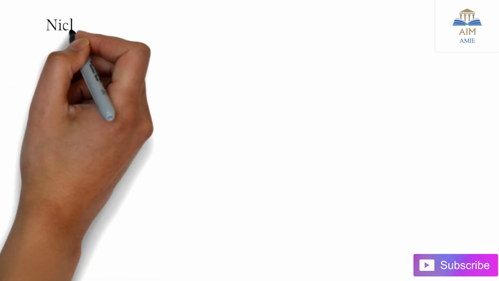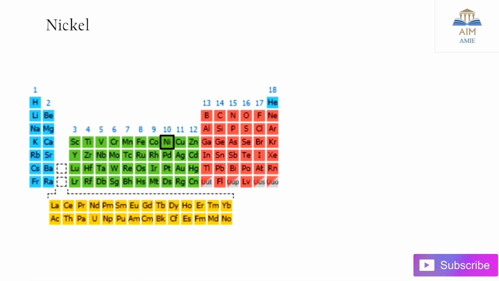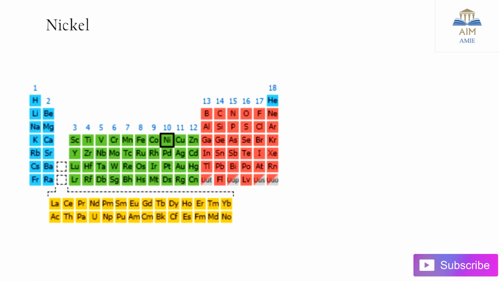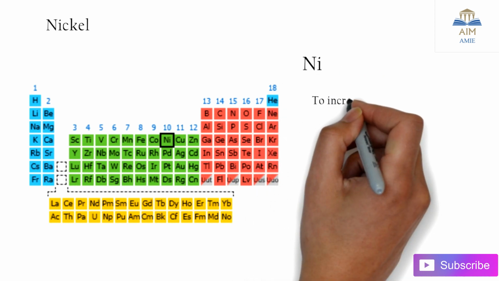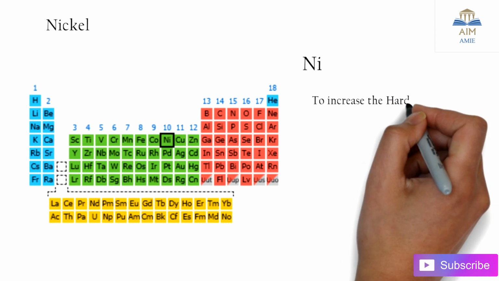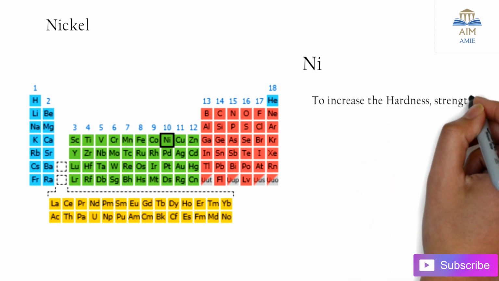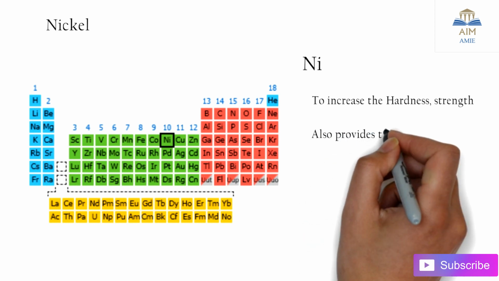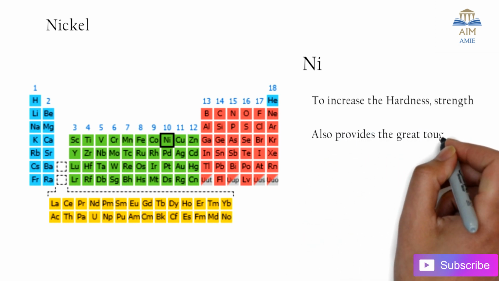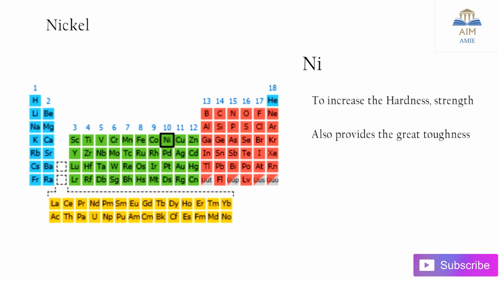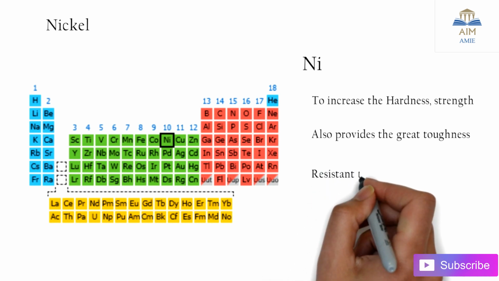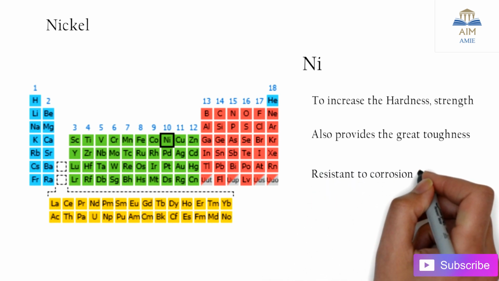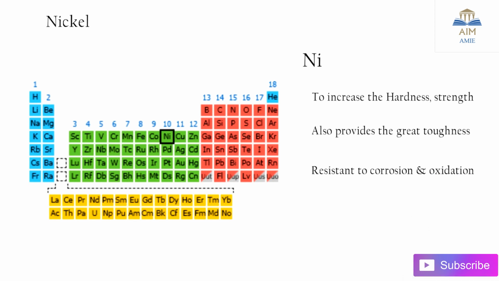The next is nickel. It is also a transition element or metal, typically denoted by Ni. It is used to increase the hardness and the strength of the steel. Also it provides greater toughness, a good toughness and resistance to bending. Also it provides resistance to corrosion and oxidation.